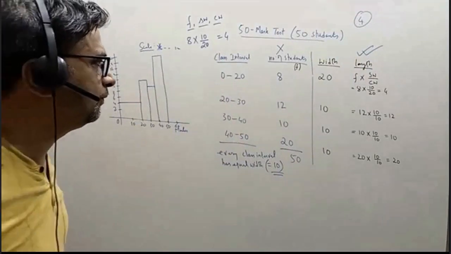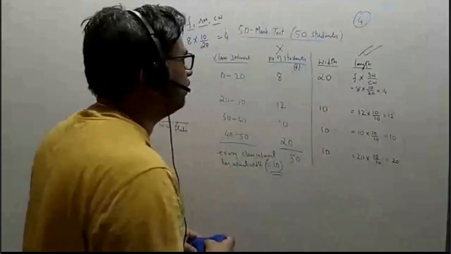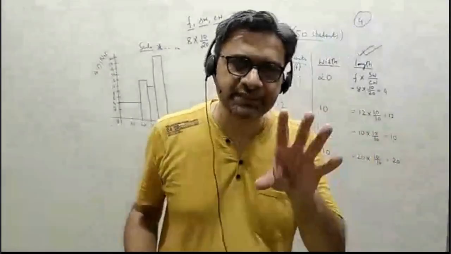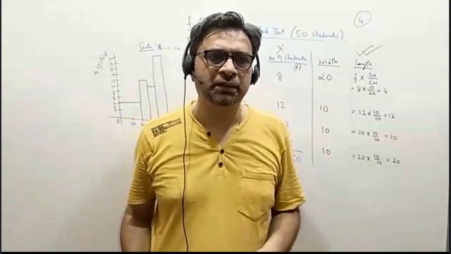Yes, sir. Okay, so we are good with this. The last one is frequency polygon. I don't see frequency polygon involving unequal width. Yes, Ankit?